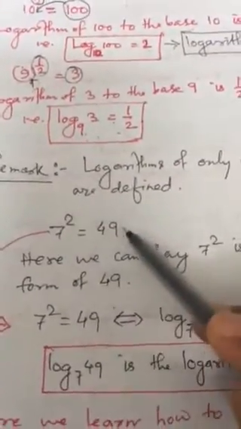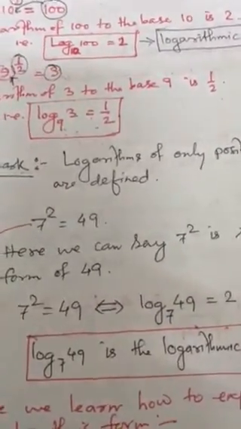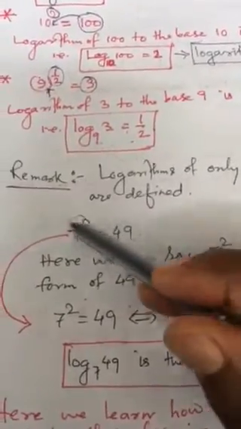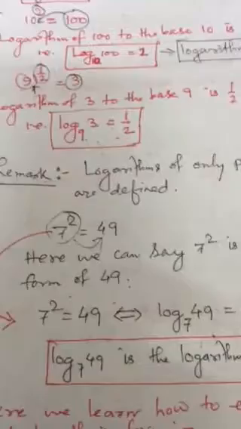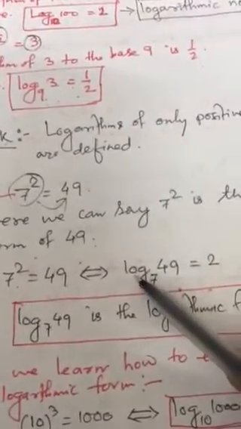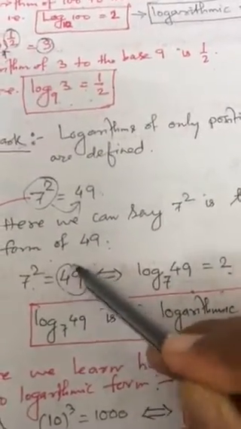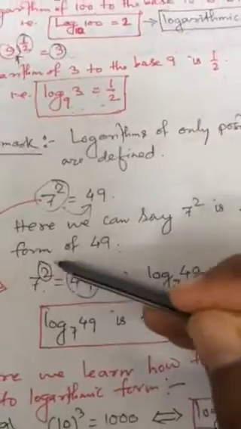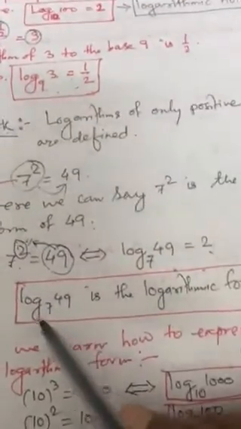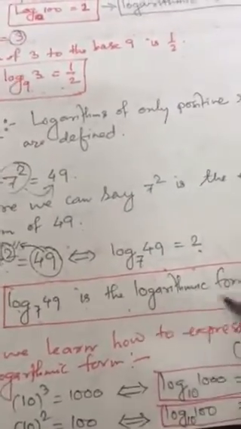Now 7 squared is 49. Here we can say 7 squared is the exponential form of 49, isn't it? And 7 squared equal to 49 means log of 49 to the base 7 is 2. The exponent is 2. So log of 49 to the base 7 is 2. It is the logarithmic form, or logarithmic notation.